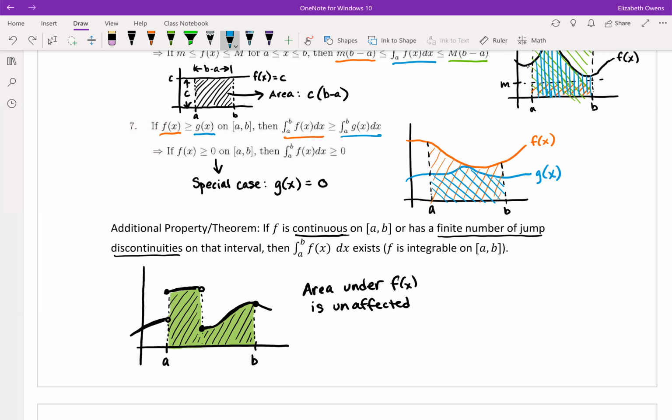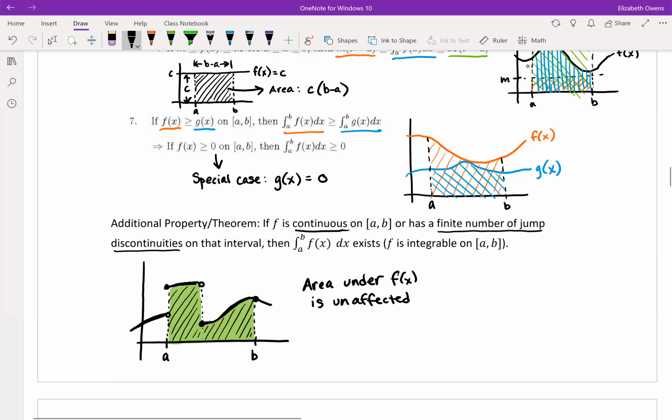Same thing right at the endpoint here. That jump discontinuity lines up along a vertical line. There would have been no area there either. So the jump discontinuities don't affect the area under f of x. Now note that this is only for jump discontinuities.